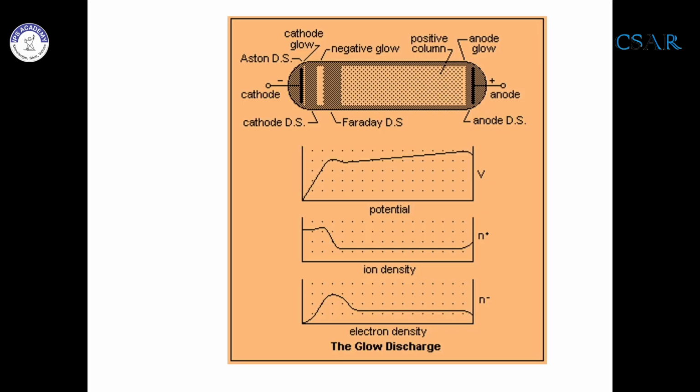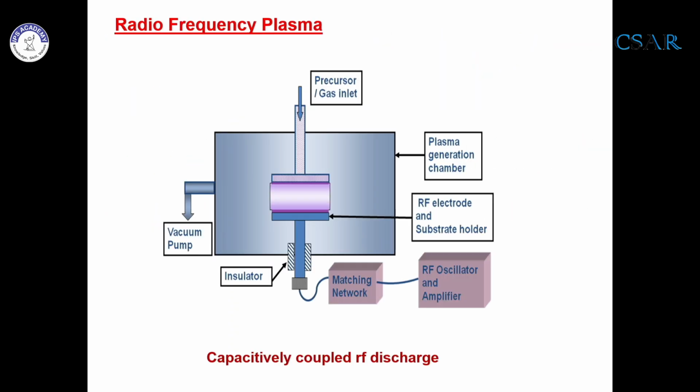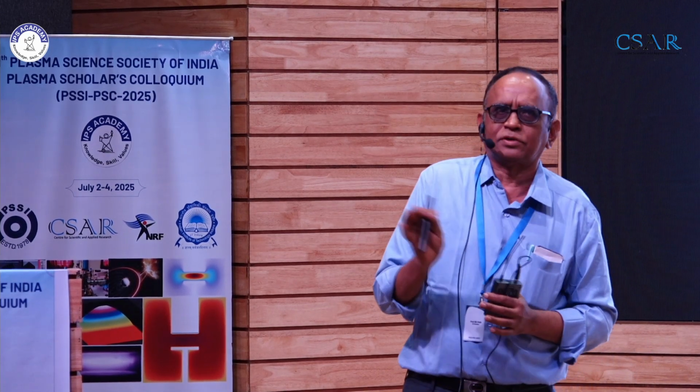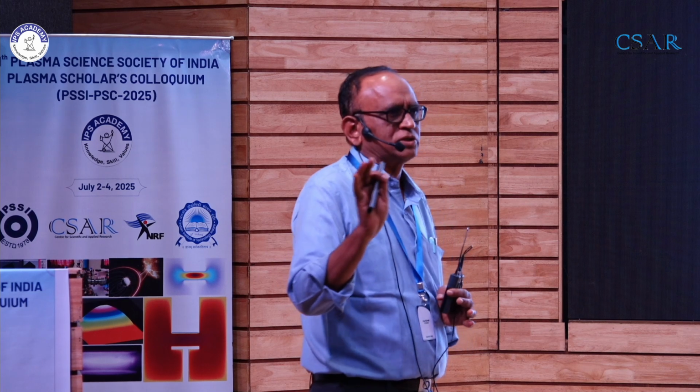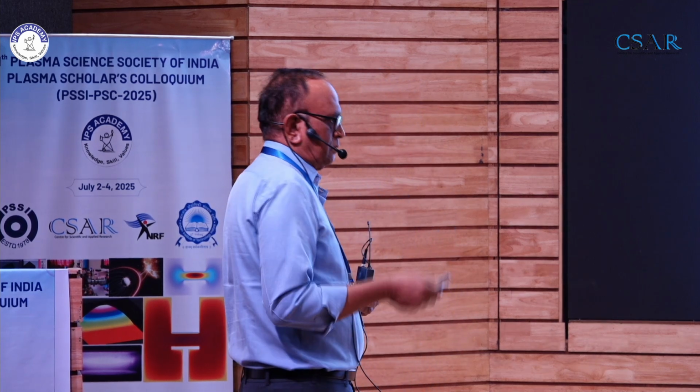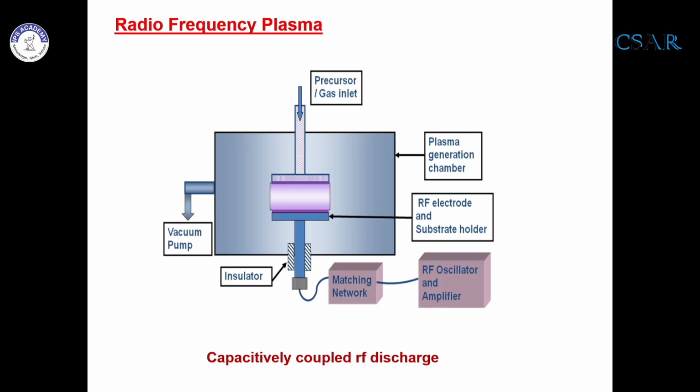Now, okay, I will skip this slide. But when you are trying to deposit, say, dielectric coatings, the DC plasma is no good because the electrodes are going to get coated by the dielectric coating. And once the electrode is coated with the dielectric coating, you are not able to sustain the current density in the discharge. So basically, the discharge is extinguished. Now, it is technologically demanded that you should have a process for deposition of the dielectric coating. Now, how to do that?